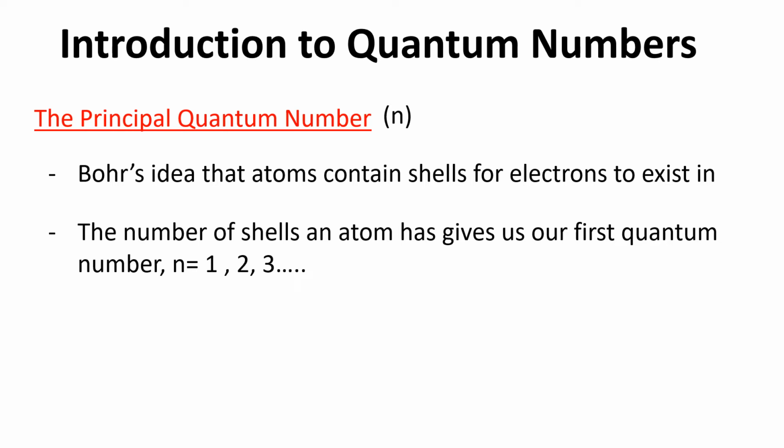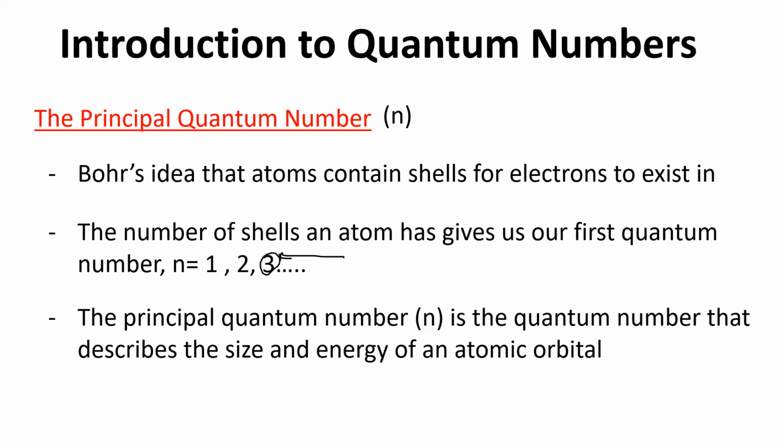So the number of shells in an atom gives us our first quantum number, and these numbers tie into the period number as well. So if something's in period 3, it's going to have an n value of 3. If it's in period 7, it'll have an n value of 7. So the principal quantum number n is the quantum number that describes the size and energy of an atomic orbital.